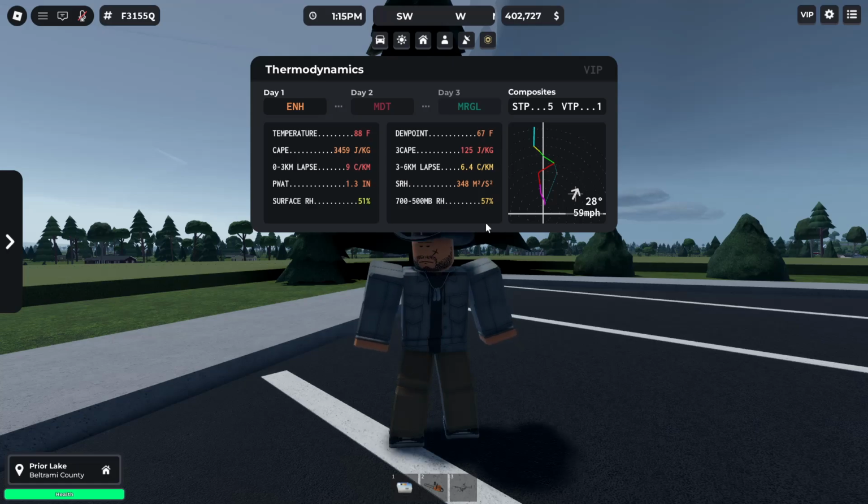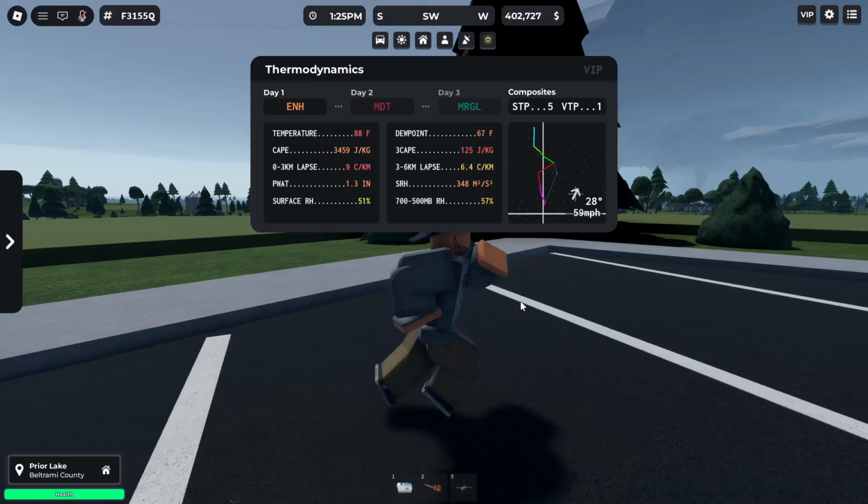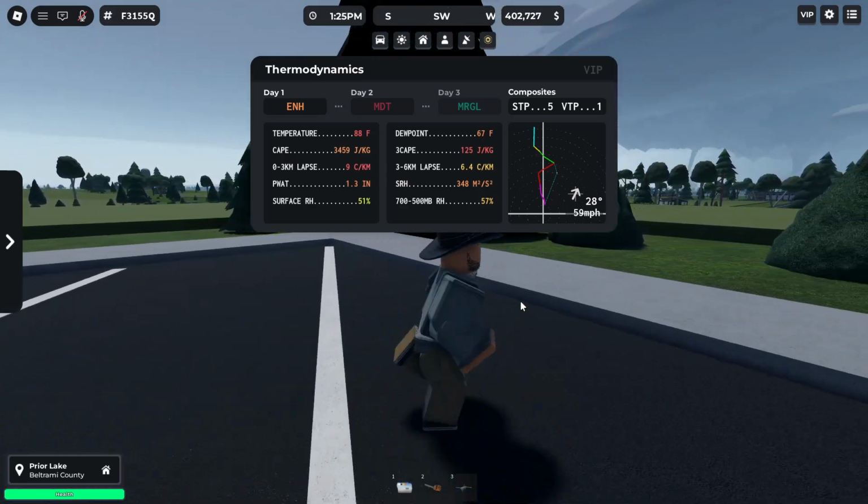And then we've got the TPs, which is the tornado potential. So you've got STP and VTP. Up here you have an STP of 5 and a VTP of 1. Now, an STP of 5, that's a significant tornado parameter, and that's just a tornado setup. The higher that number is, the better the atmosphere for tornadoes. That's a strong tornado number right there. 5 is a decent tornado number.